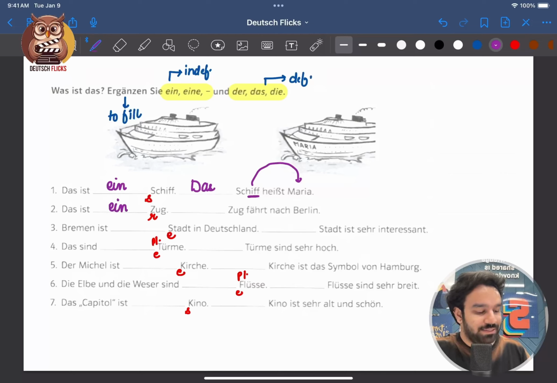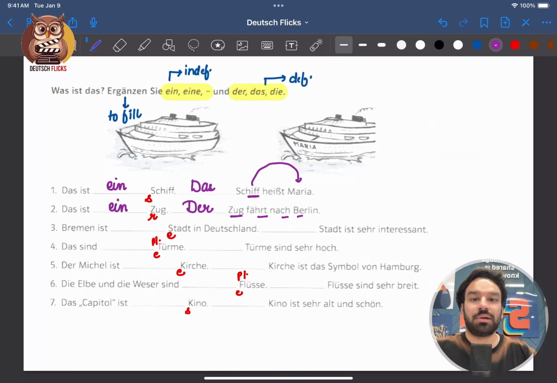Nummer 2, das ist, again we'll use the indefinite article. Das ist ein Zug. Zug means train. That is a train. Now we are getting some information about the train, that it is traveling to Berlin. Fahren means to travel. So we will use the definite article. Der Zug fährt nach Berlin.